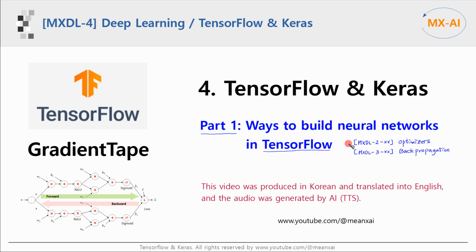Now that we've looked at optimizers and error backpropagation in the last two series, we're ready to implement basic neural networks. In the artificial neural network series, we roughly built a neural network using numerical differentiation without backpropagation. From now on, we will implement accurate neural networks using automatic differentiation and backpropagation. We will use TensorFlow and Keras, the most widely used tools for implementing neural networks.